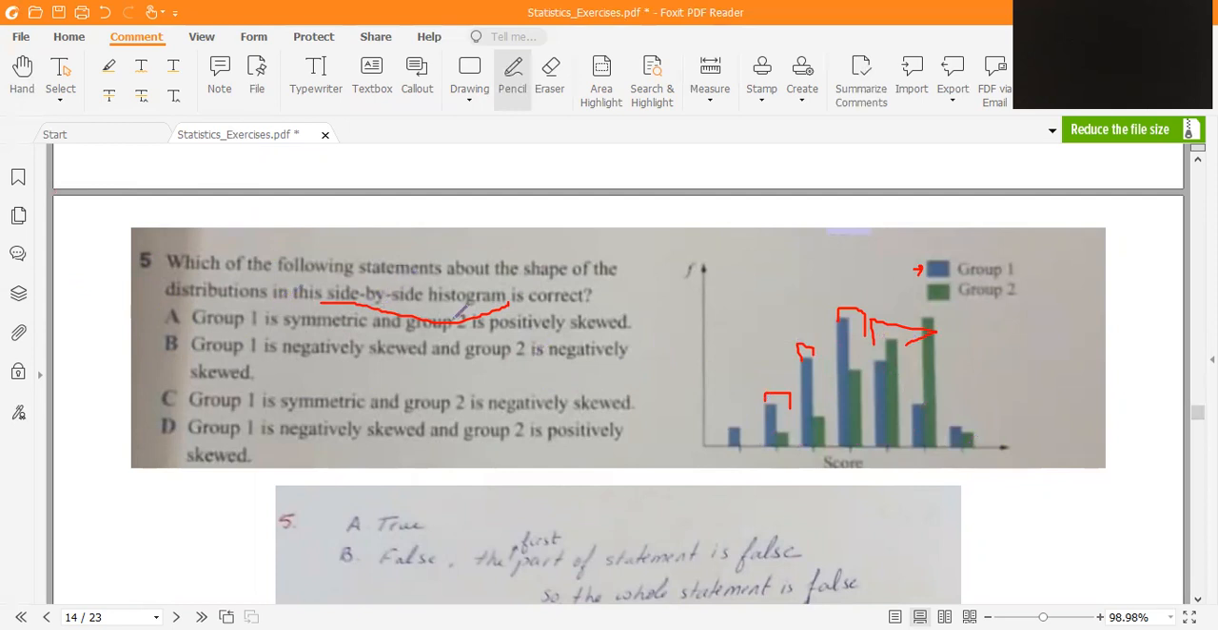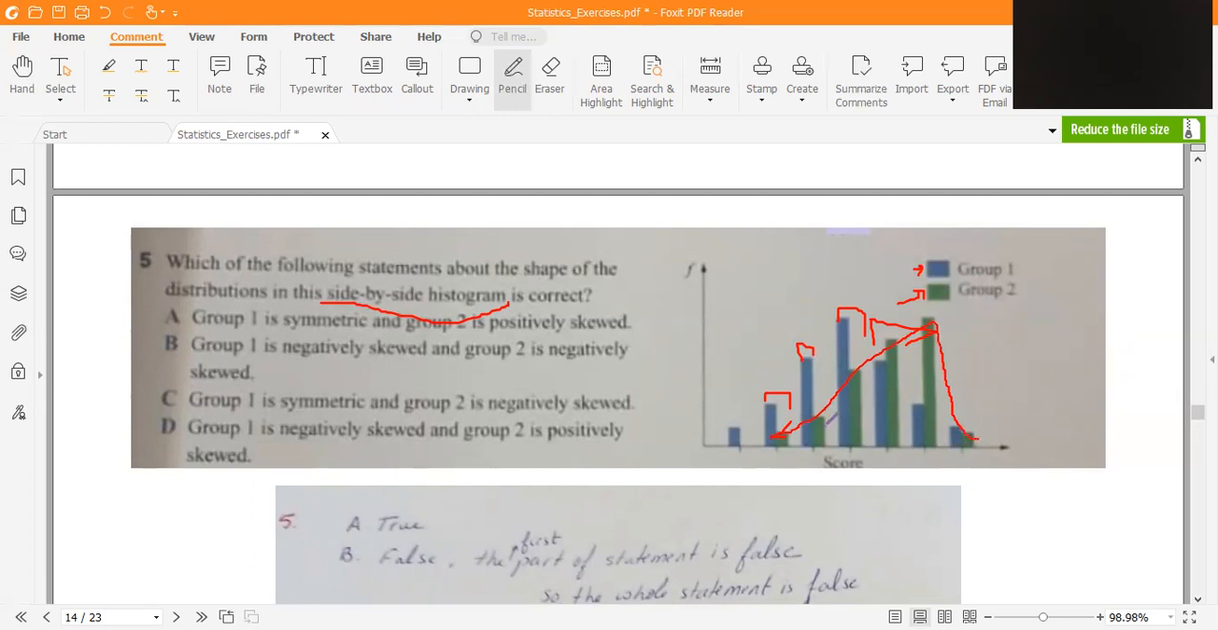True, but Group 2 is positively skewed. For Group 2, we are interested in the bars in green. On green, if we draw the distribution from the top of one bar to the top of the next bar, we obtain this form.